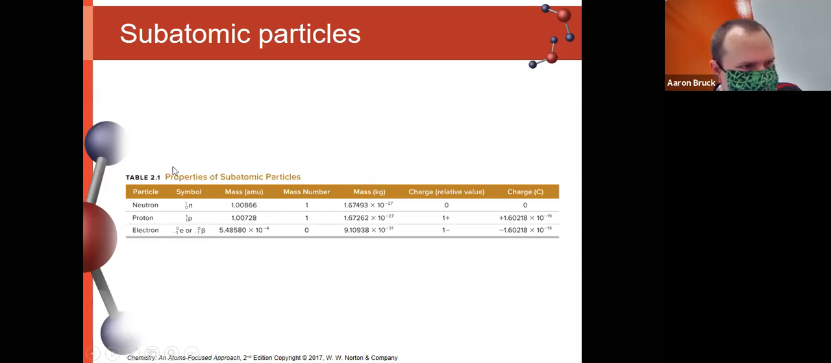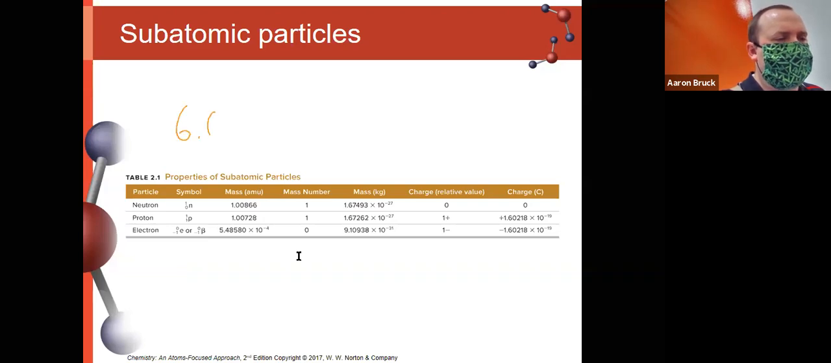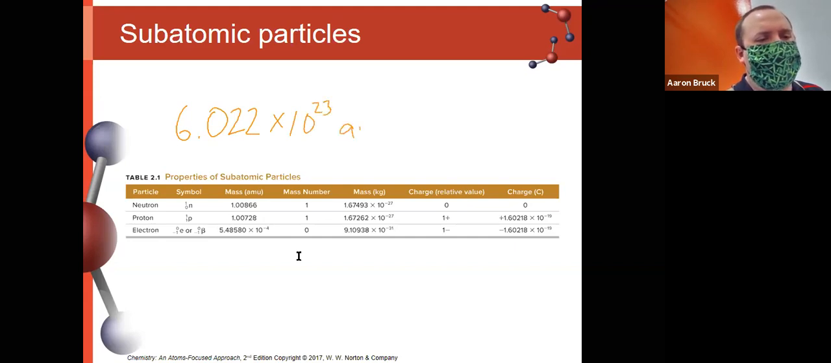There is a conversion between mass in AMUs and mass in grams and kilograms. Essentially, the ratio is like this. See if I can draw it. 6.022 times 10 to the 23rd AMUs is equal to 1 gram.